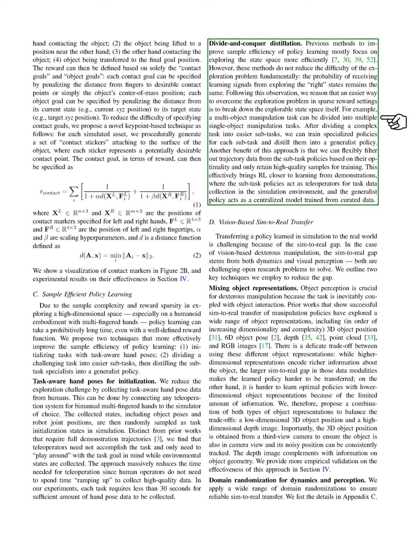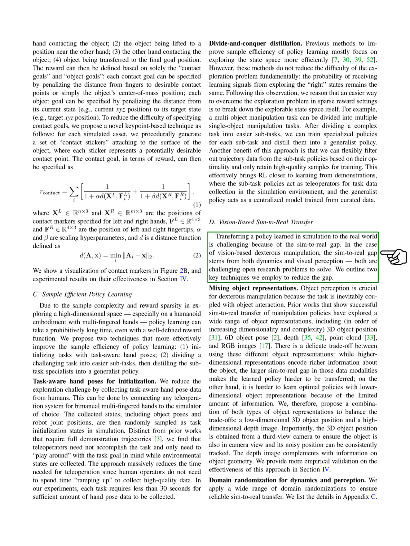Section: Vision-based sim to real transfer. In this section, we discuss the challenges of transferring a policy learned in simulation to the real world, particularly in vision-based dexterous manipulation. The sim-to-real gap arises from both dynamics and visual perception, which are complex issues we aim to address. We highlight two main techniques we use to bridge this gap.